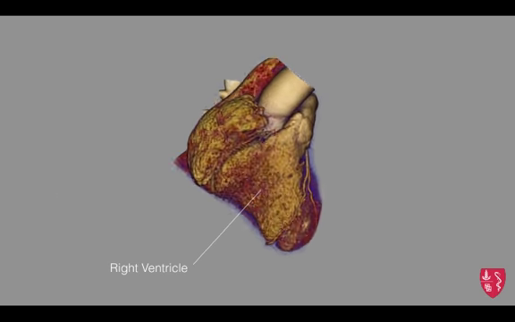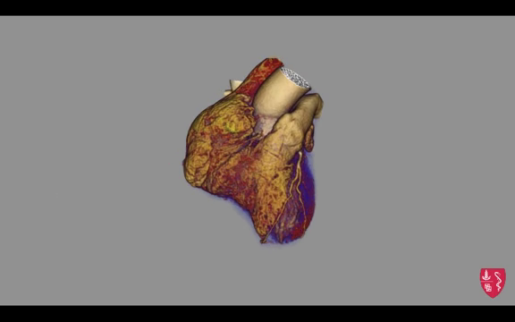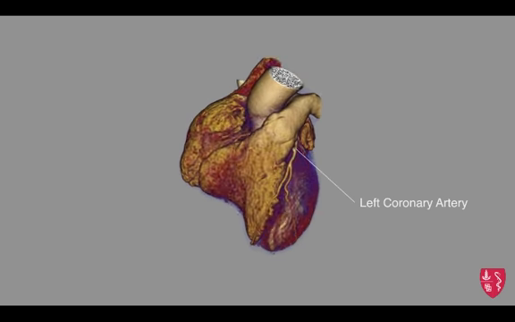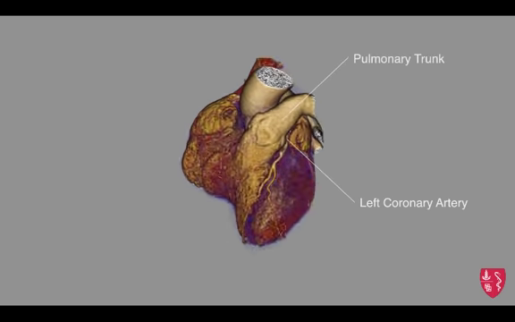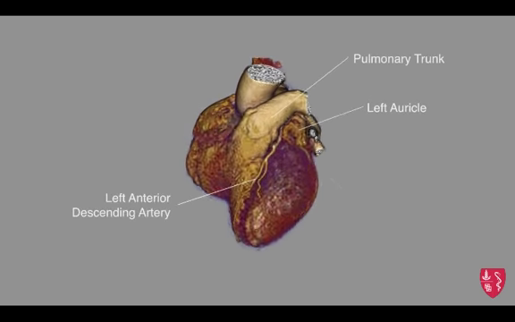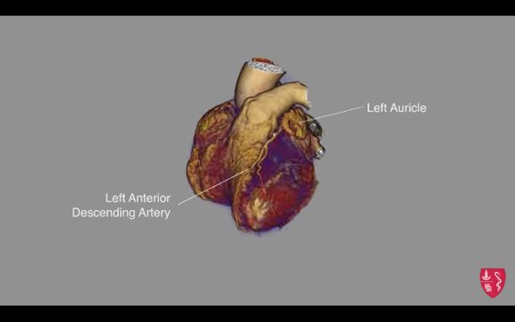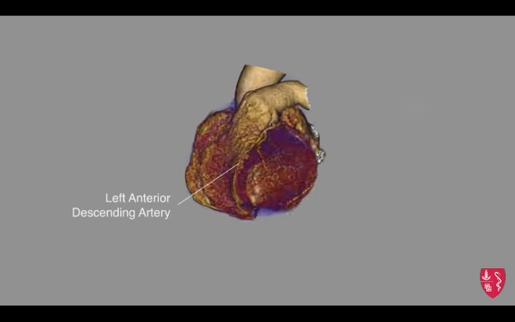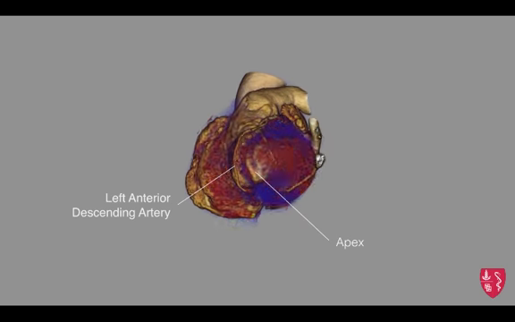The left coronary artery is more on the anterior surface of the heart and passes posterior to the pulmonary trunk deep to the left auricle, and will quickly branch into the left anterior descending artery, which courses antero-inferiorly towards the apex of the heart and supplies the left ventricle.